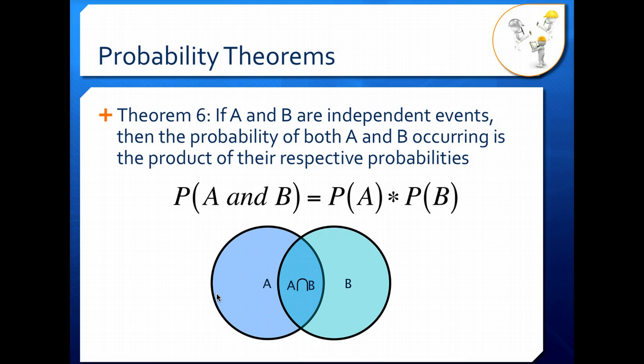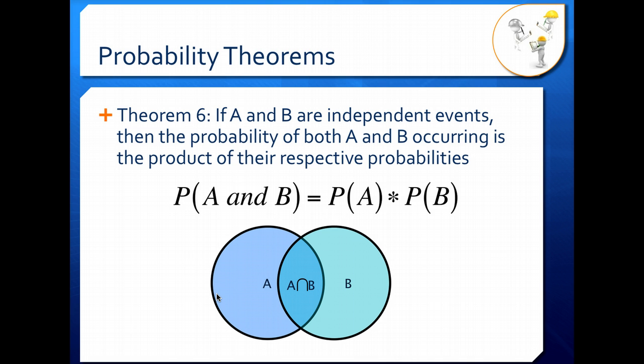Theorem 6 talks about independent events. Independent events are two events where the occurrence of one does not affect the probability of the occurrence of the second one. So you can think of, we have 3 apples in a box. We have one red one, one yellow one, and one green one. So the probability of picking a red apple is the same as picking a yellow apple, and that's the same as picking a green apple, 1 out of 3, because we have one of each.